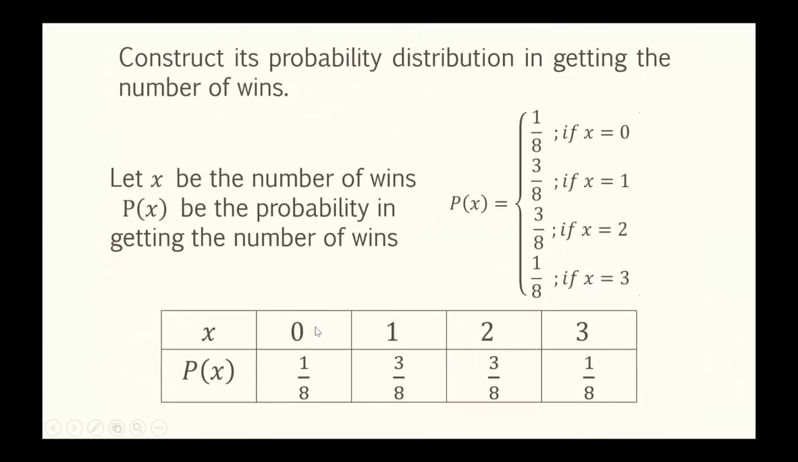For the probability distribution, all you have to do is transfer all the values in the probability distribution function to a table. The values of x are the number of wins. We have 0 wins, 1 win, 2 wins, and 3 wins. For P of x, that is the probability in getting the number of wins. For 0 wins, we have 1 over 8. For 1 win, we have 3 over 8. For 2 wins, we have 3 over 8. And 3 wins, we have 1 over 8.